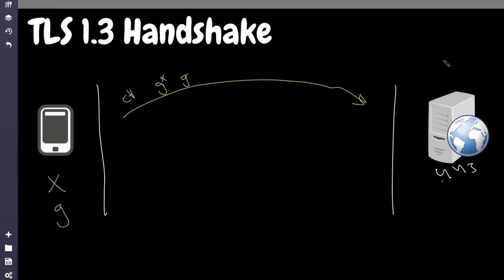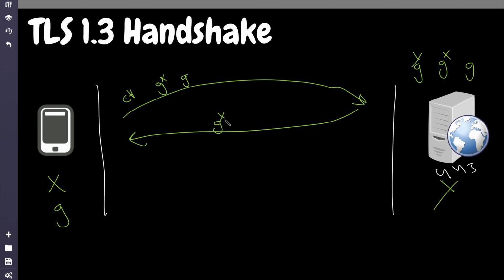Now the server has G to the power X, and it also has G. The server now takes up another private variable called Y, and it will take G and raise it to the power Y. Ooh, fancy. And the server will reply with G to the power Y, which is okay, because even if you raise G to the power Y, you cannot find Y, even if someone sniffs here.